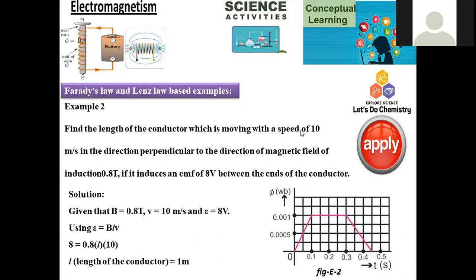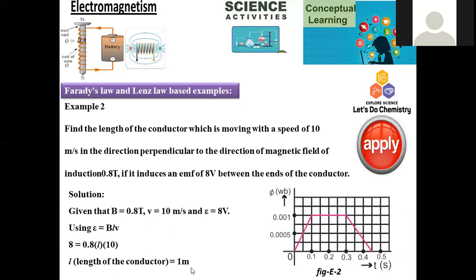find the length of the conductor moving with the speed of 10 meter per second. So here our meter per second value is provided as such. That's why we can take this V velocity as 10 meter per second here, right? So every parameter is well known except L. Then the length of the conductor is equal to 8 by 0.8 into 10. That will obviously become 1 meter.